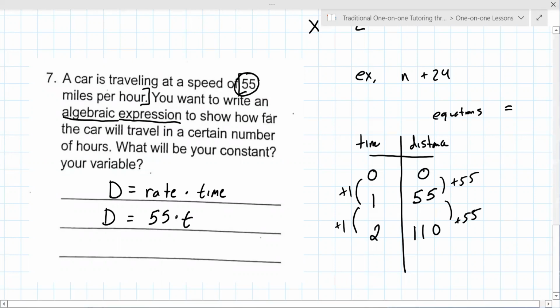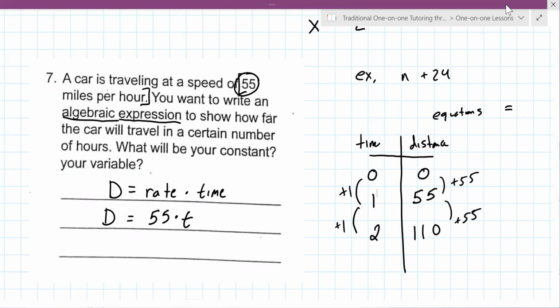Now we can check this by substituting in a value for T. So is 55 times 1 55? It's 55 times 1, 55. Yeah. How about 55 times 2? Is that 110? Yes. So that works. Okay.